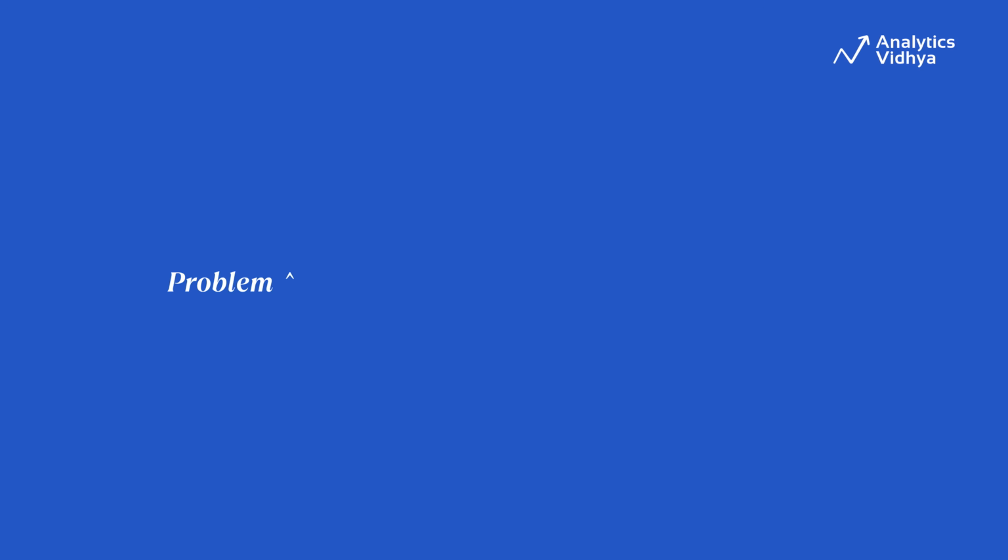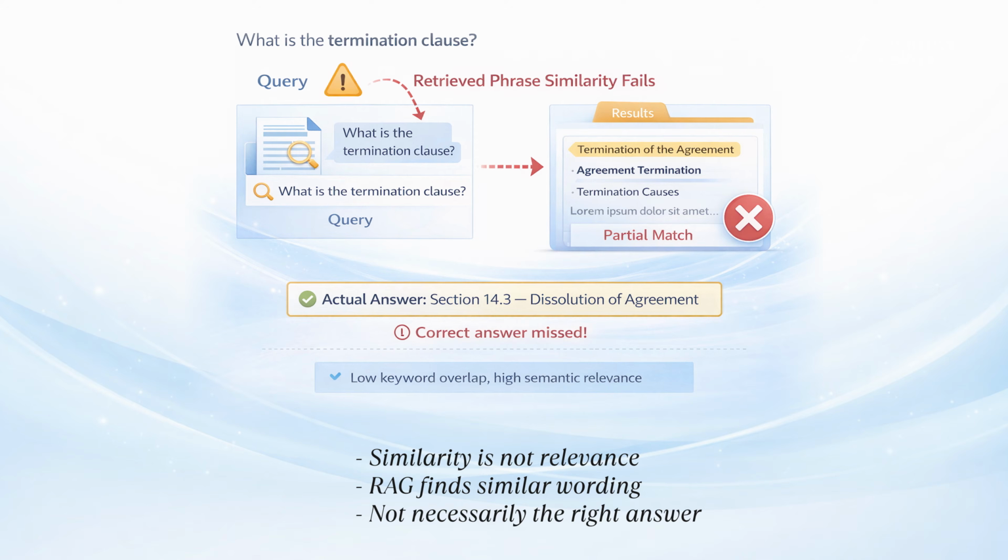Problem number 2. Similarity is not the same as relevance. This is the big one. Vector similarity finds the text that sounds like your question, but documents often don't repeat the question's phrasing when they answer it. Ask what the termination clause is, and the contract might just say Section 14.3, Dissolution of Agreement. Low cosine similarity, missed entirely.